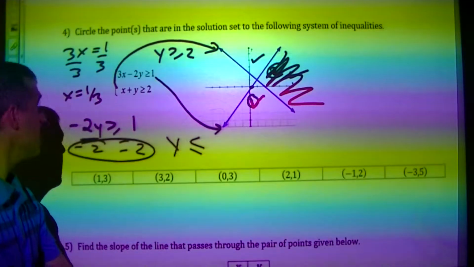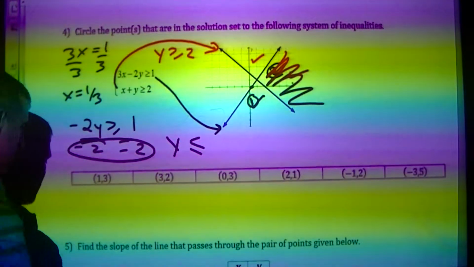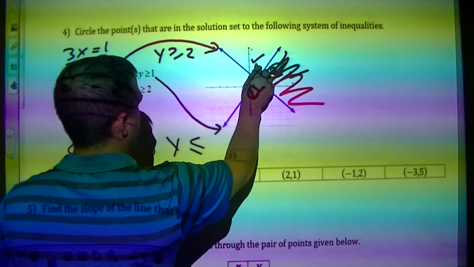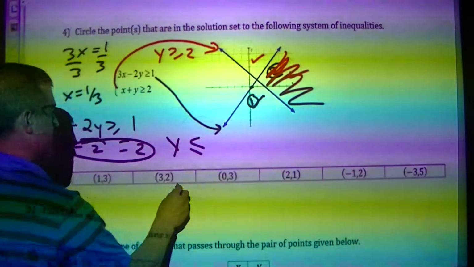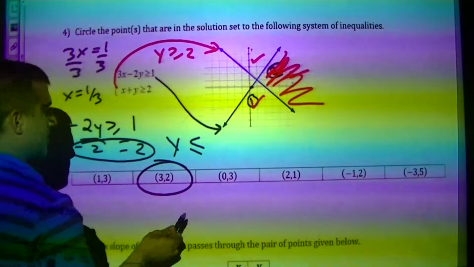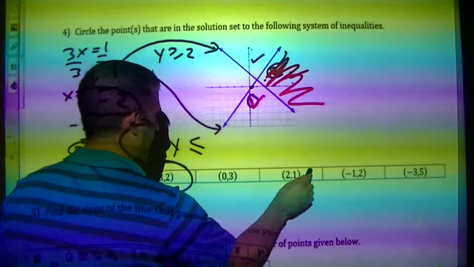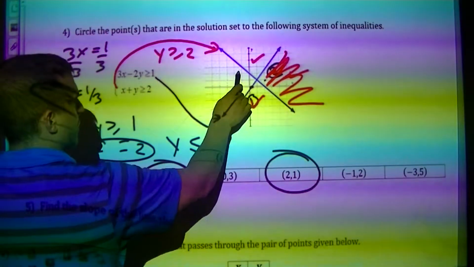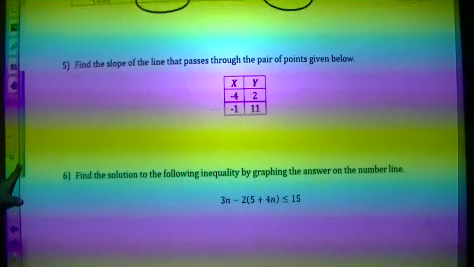Now what I have to do, it says which points are in the solution set. So I'm going to go ahead and look at those. 1 over 3 up, nope. 3 over 1, 2, 3, 1, 2 up, yep, that's in the red, so that's going to be a point. 0, 1, 2, and 3, nope, that's not a point. 2 over 1, 2, 1 up, yep, that's going to be 1. Negative 1 over 2 up, nope, that's no good. So the only 2 there are going to be in that part.